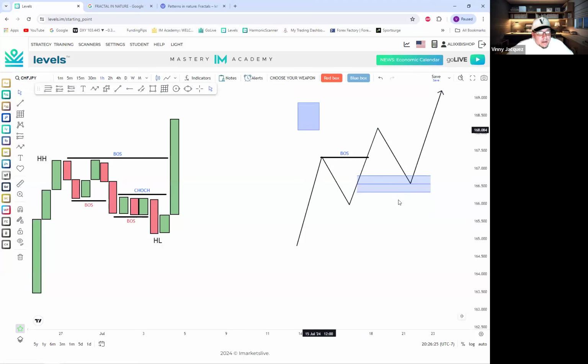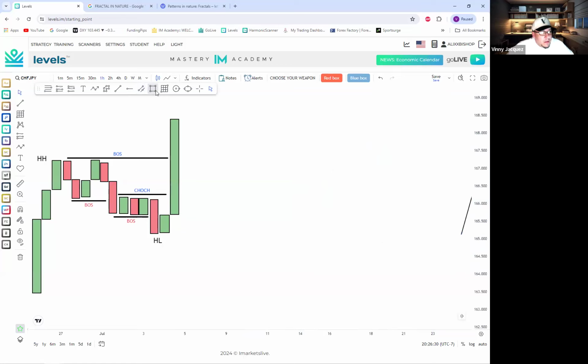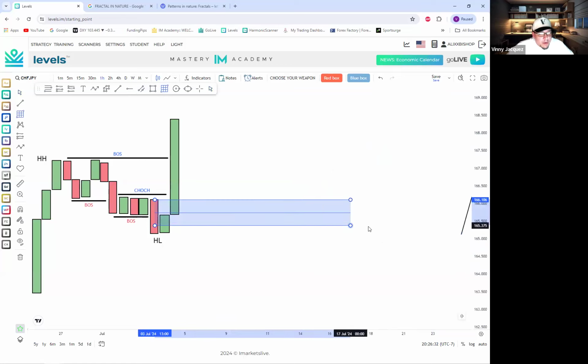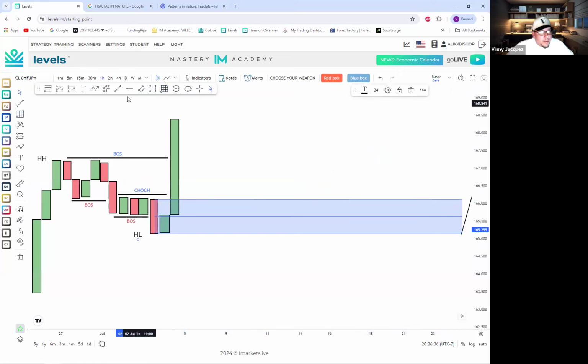So if we break this down, let's move this over here to the right. Look at this, guys. We have a starting point entry, and we know when it comes to the starting point, the lowest wick will always be the stop loss. So let's go ahead. We have the stop loss right here.